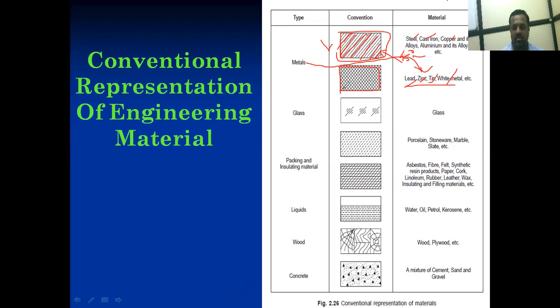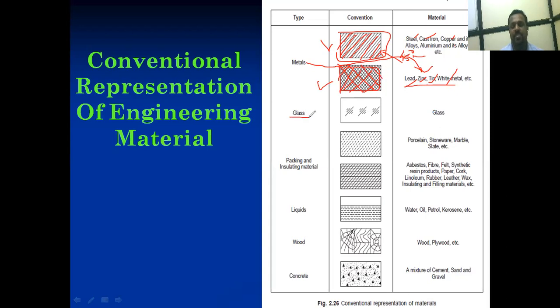Then we have to draw the inclined hatching line at 45 degrees with 2 mm line spacing, and then we have to draw the cross hatching line like this, at 45 degrees. This is the representation for lead, zinc, tin, and white metal.